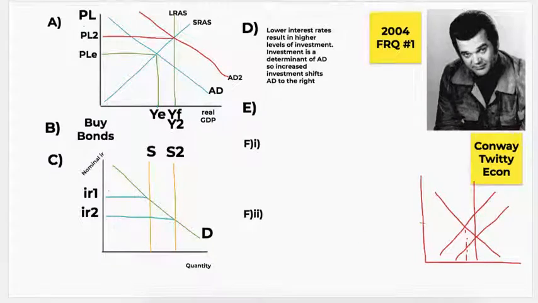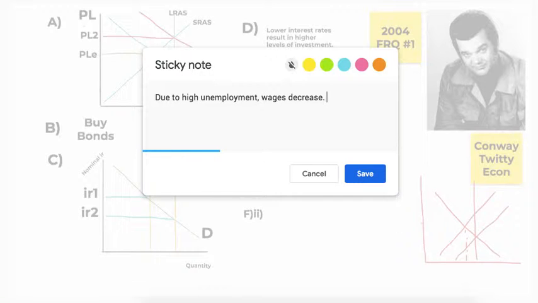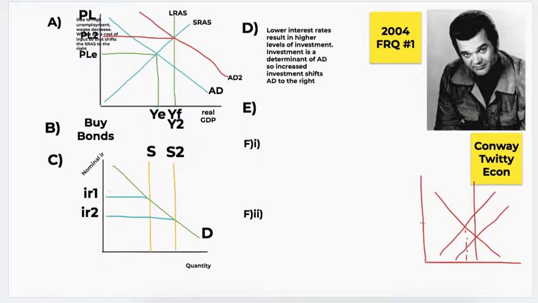Okay, so it says explain how each of the following, but on the guide it didn't say. I think it just meant tell us what happens. It doesn't really say explain why. So it says explain how. So I don't know. We'll just write it out just to be fancy here. Okay. So we say that due to high unemployment, wages decrease. Wages are a cost of input, so that shifts the SRAS to the right. Bam. Put that over here at F1.